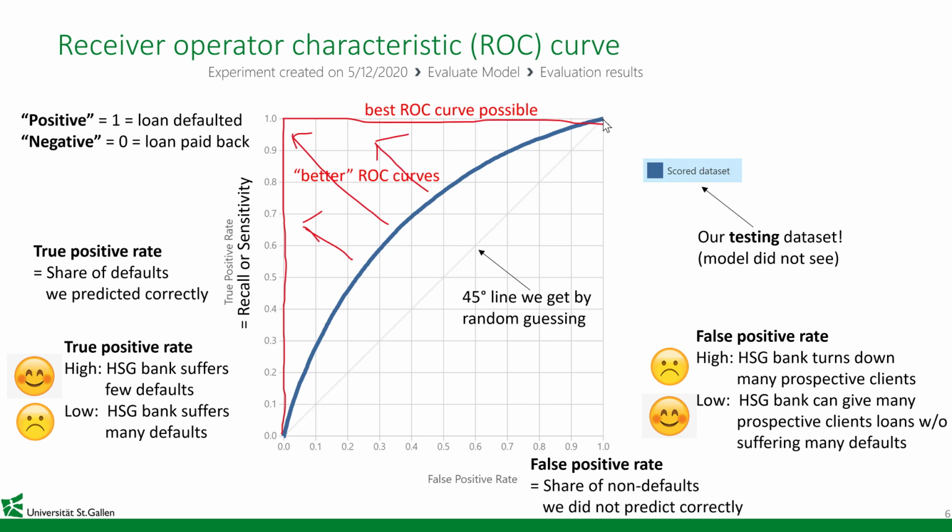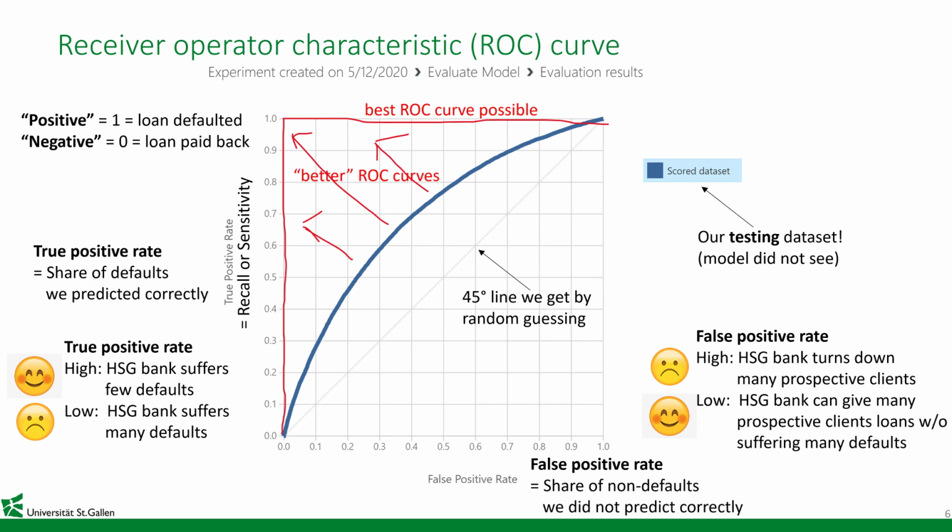Now, on the other hand, what we could also do is we could simply say that all our loans will be paid back, right? So a 0. That means we would have a true positive rate of 0. We are not catching any defaults because we label all observations, all loans as non-defaulted. But this would also have the implication that we would have a 0 false positive rate. So we don't make any false positives because we don't label anything as positive.